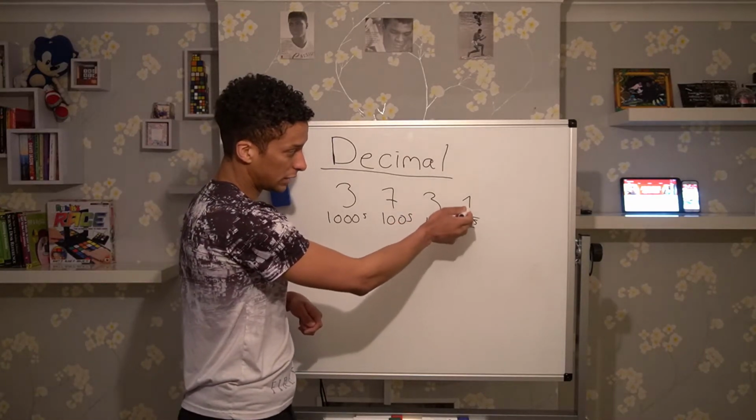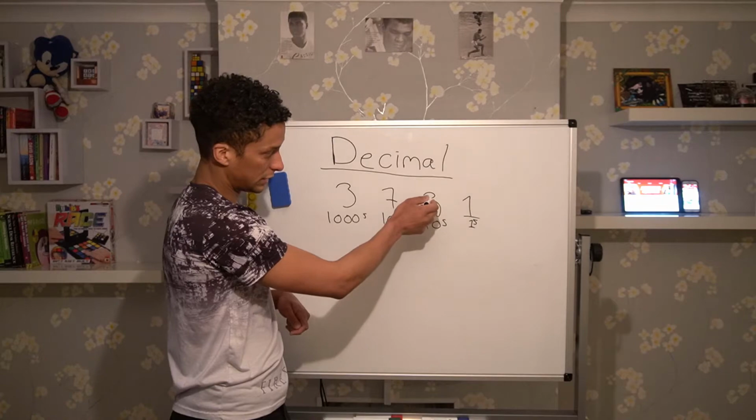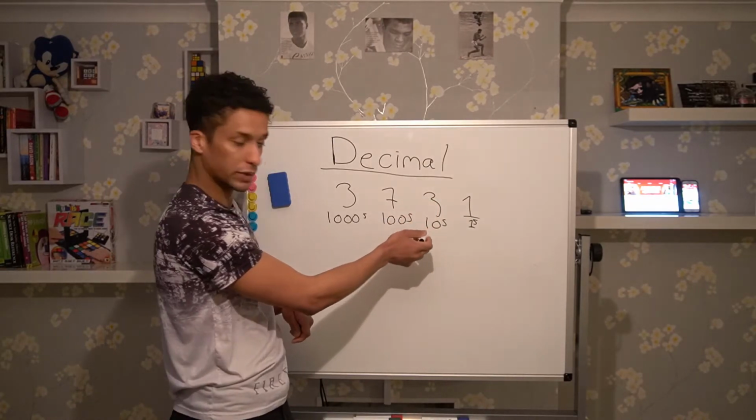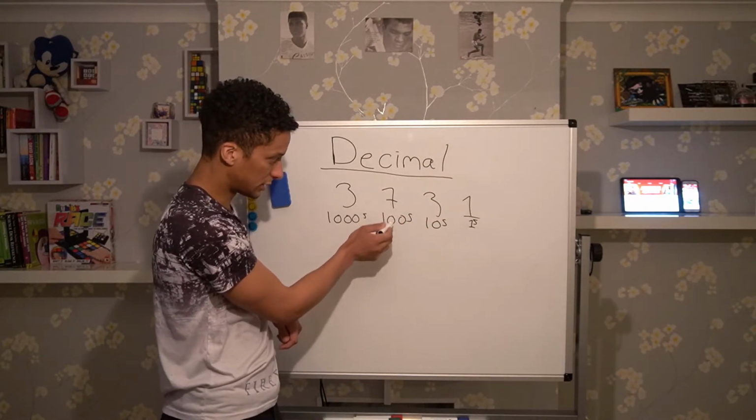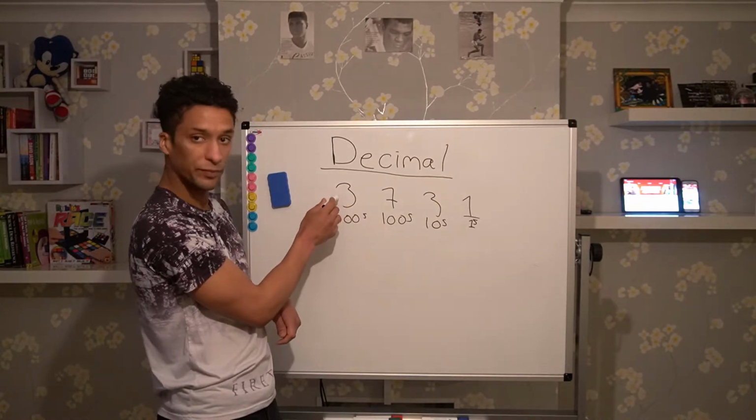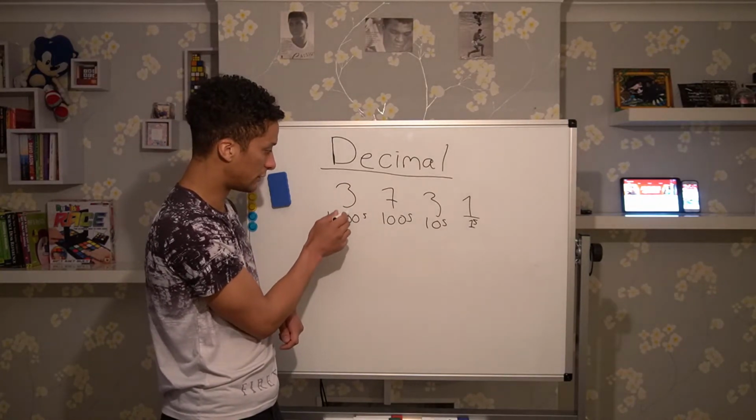So this number 1 means there's 1 instance of 1. This number 3 means there's 3 instances of 10. Number 7 means there's 7 instances of 100. And number 3 means there's 3 instances of 1000.